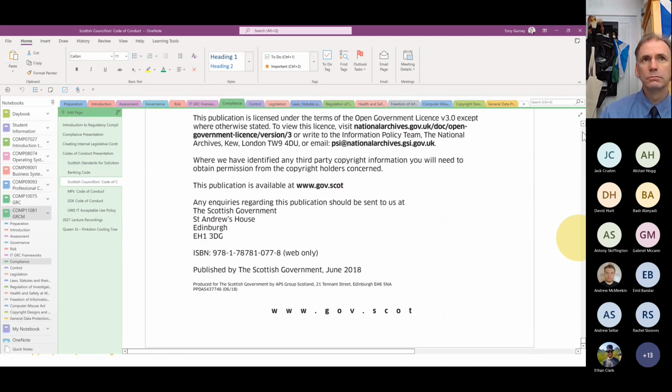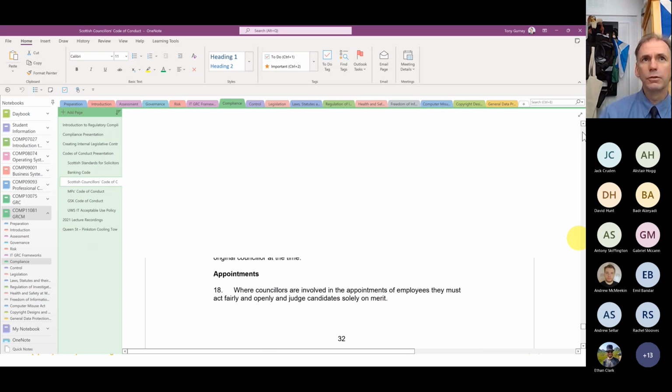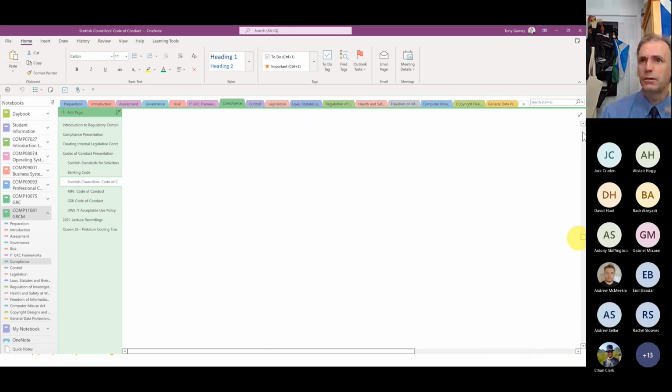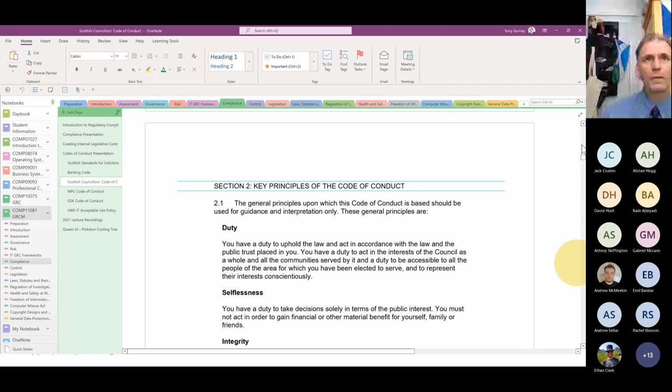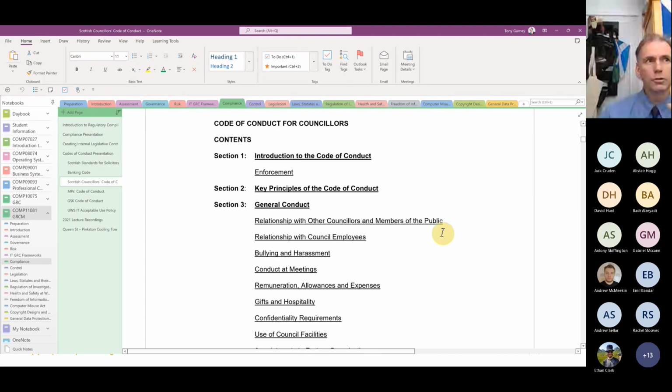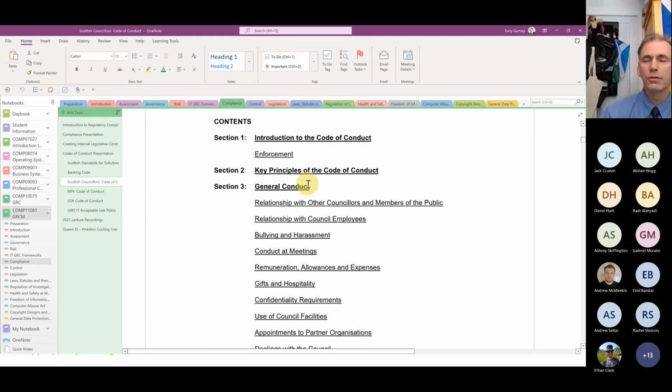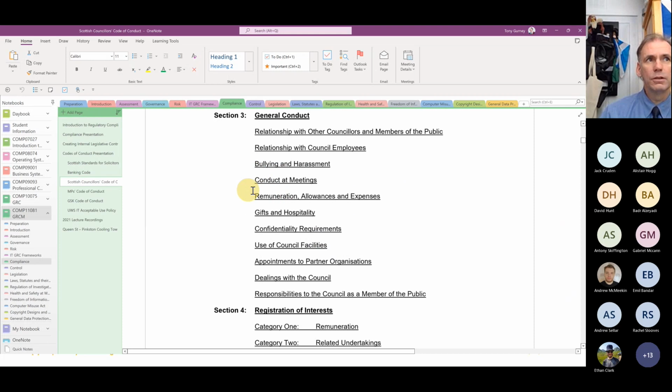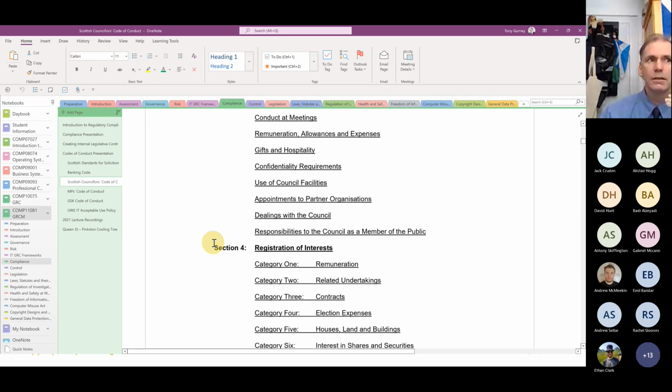34 pages for a code of conduct. It covers a whole pile of things that we are probably becoming used to now. So if we just look at those headings, relationships with colleagues and members of the public, bullying, conduct, gifts and hospitality, confidentiality. So we're seeing the same things appear again and again.